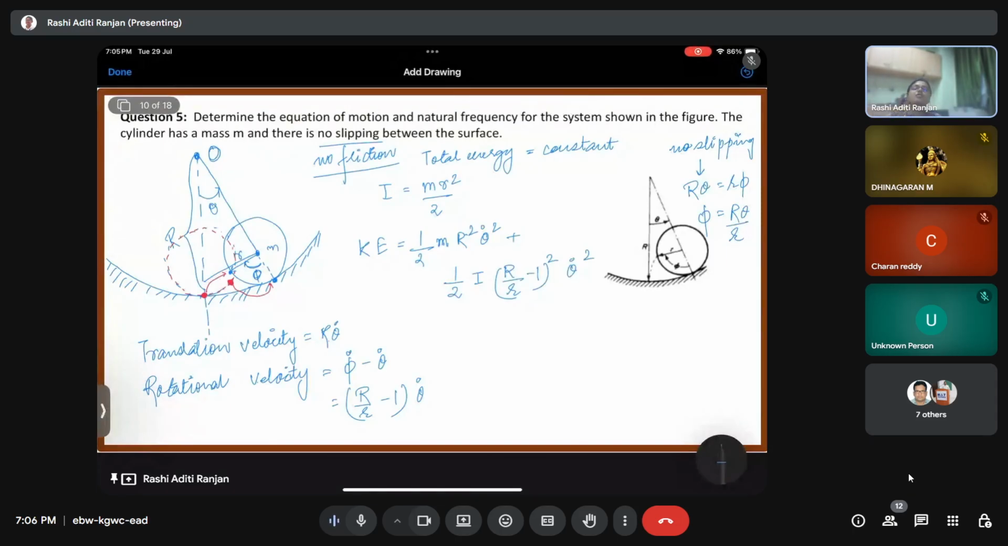Now we can substitute the value of I that we calculated. So we get half m capital R square theta dot square plus half times m r square by 2 times capital R divided by small r, and so on, theta dot square. For now we'll keep it like this. This is going to be my kinetic energy.